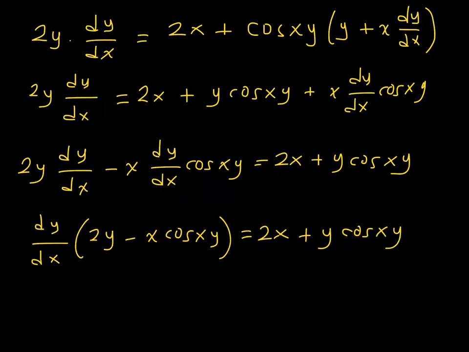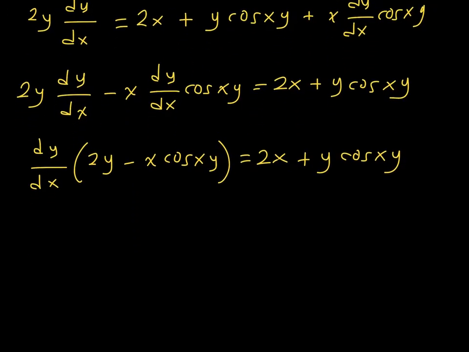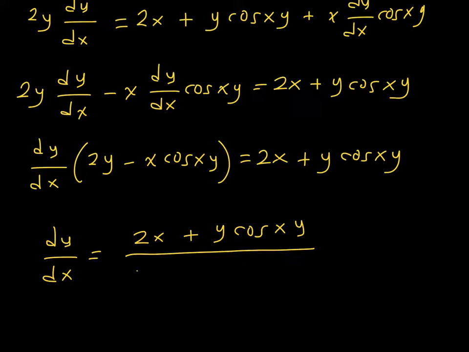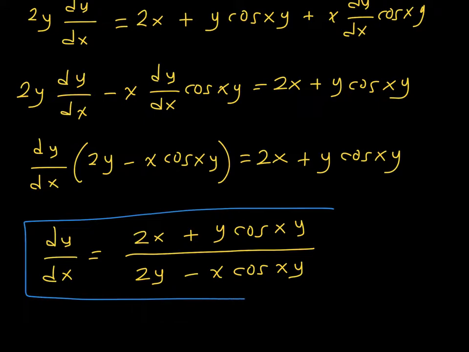All right, very good. So then dy/dx is equal to the right-hand side, which is 2x plus y times cosine of xy, all of that divided by 2y minus x times cosine of xy. Please notice that this derivative is in terms of both x and y. And this one derivative applies everywhere that this curve has a slope. Okay, so that is implicit differentiation, folks. Great job.